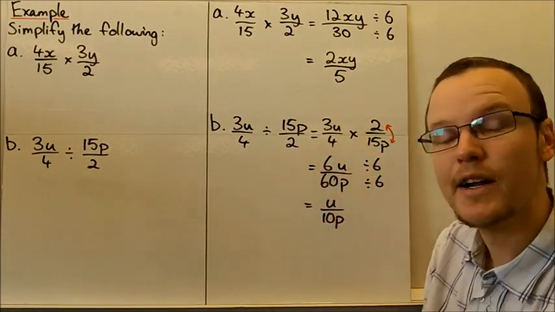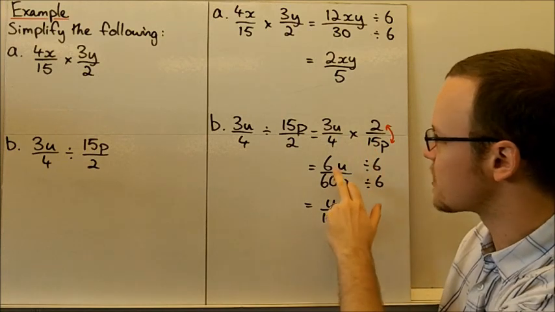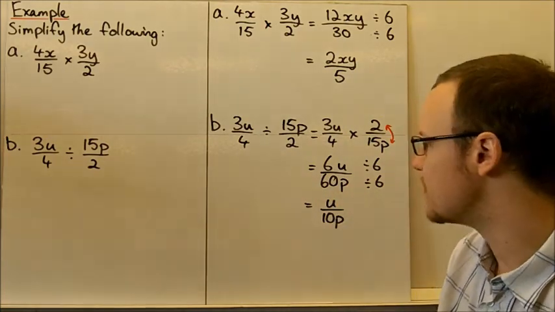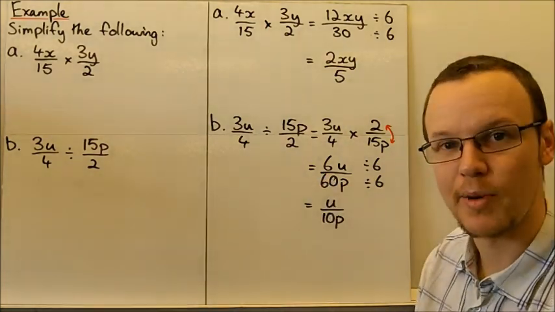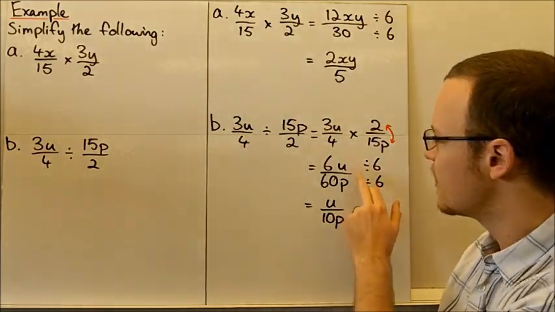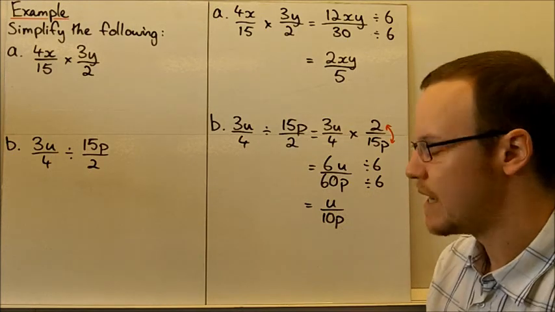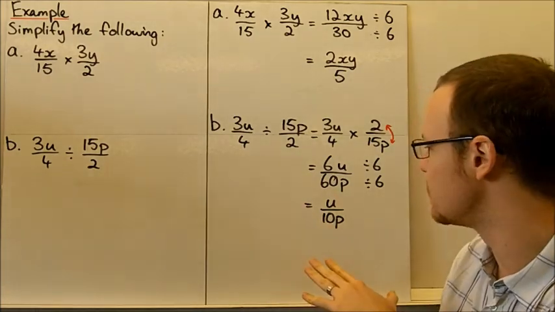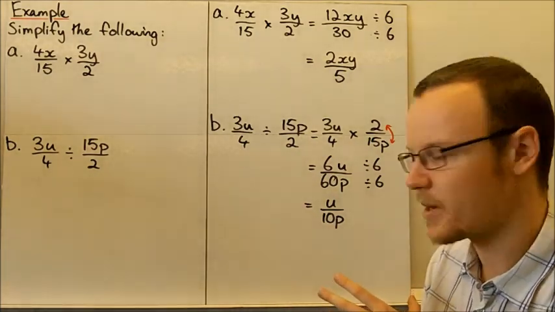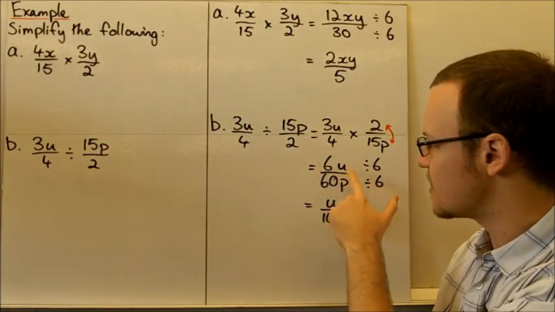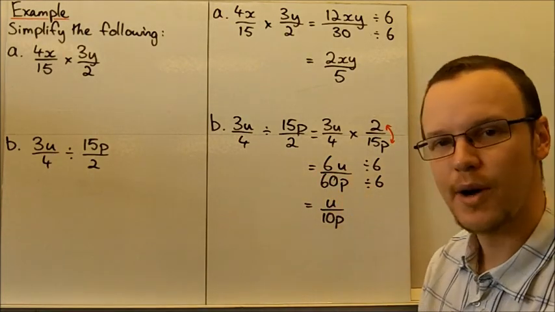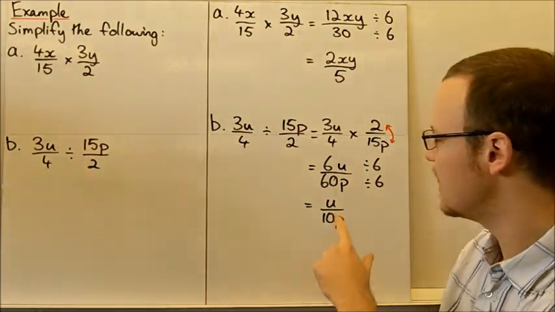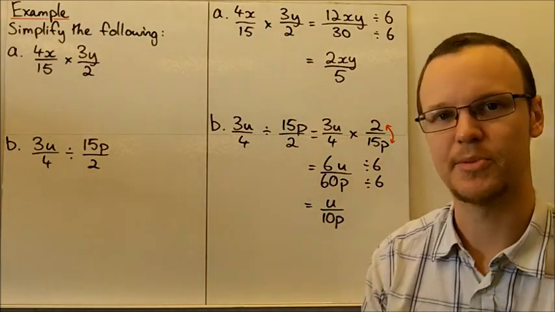Then we just multiply the numerators together. 3u times 2 is going to be 6u, and 4 times 15p is going to be 60p. Now the numerator and denominator have a highest common factor of 6. Once again, there's no common variable between the two, so we can't divide by any variables. So we'll just divide the numerator and denominator by 6, and 6u over 60p becomes u over 10p, because 6u divided by 6 is u, and 60p divided by 6 is 10p.